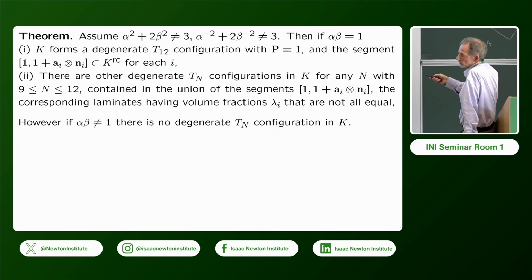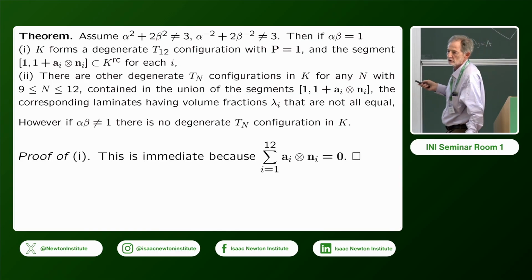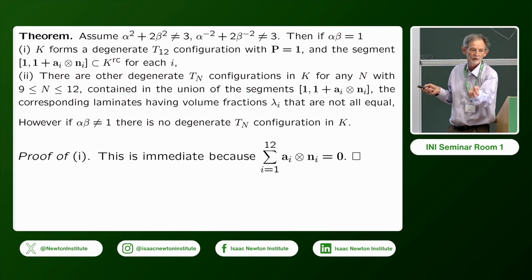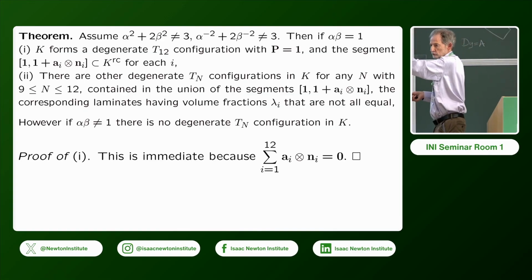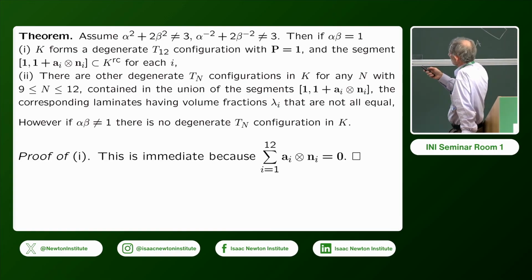identity, and all the line segments from identity to identity plus AI tensor Ni are in the rank 1 convex hull. So that we already know why that is, because all you need is that 0 is in the convex hull of the AI tensor Ni, but it is. It's the sum of them. It's 1/12 of the sum of all these, right? So we already know that's the case.